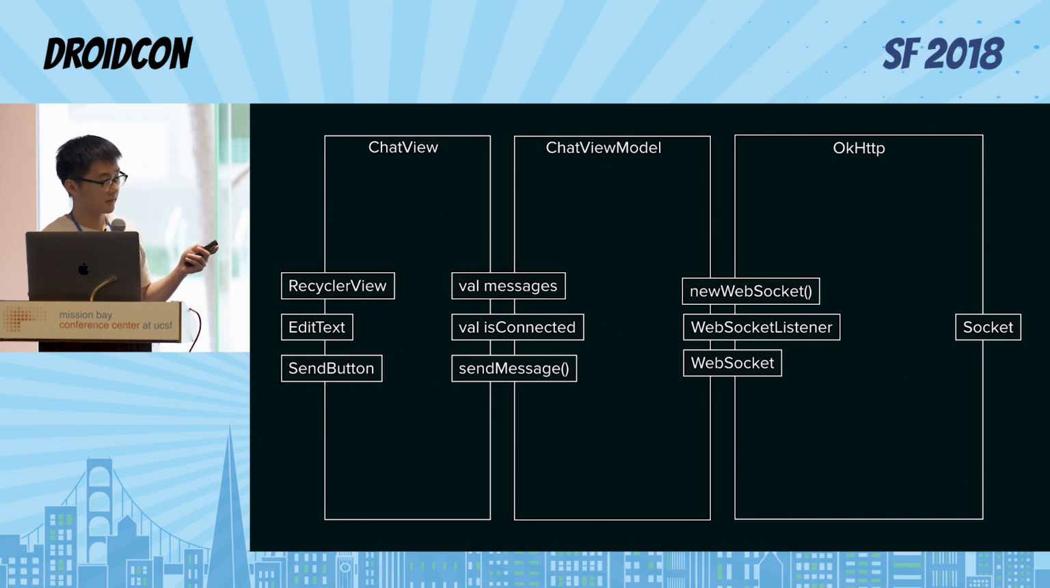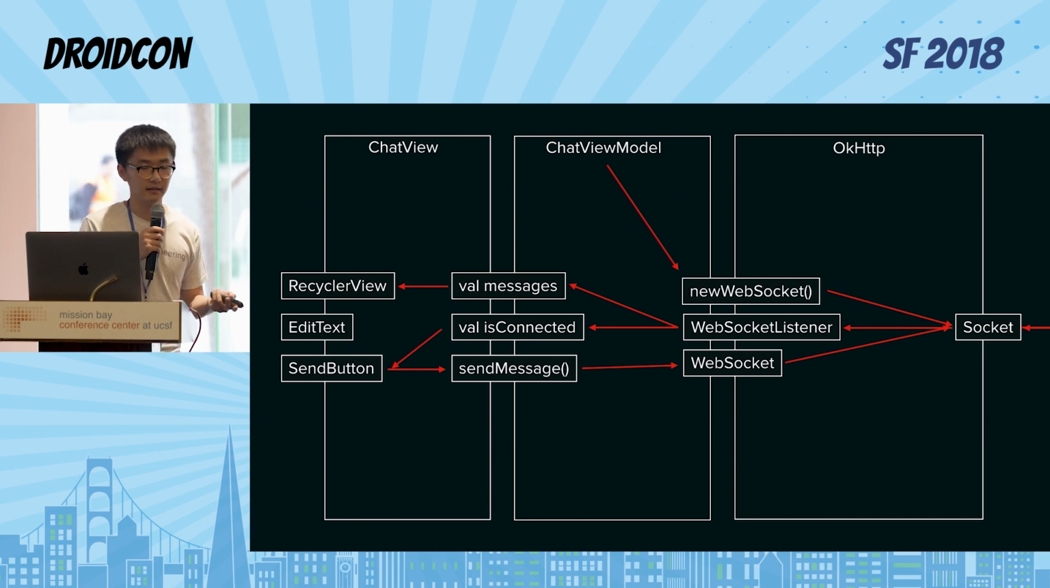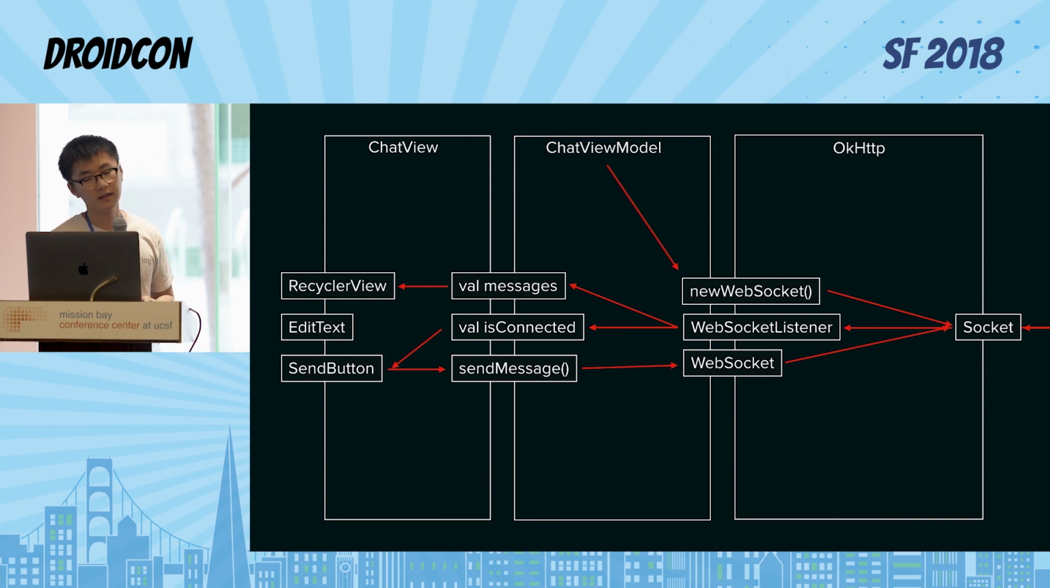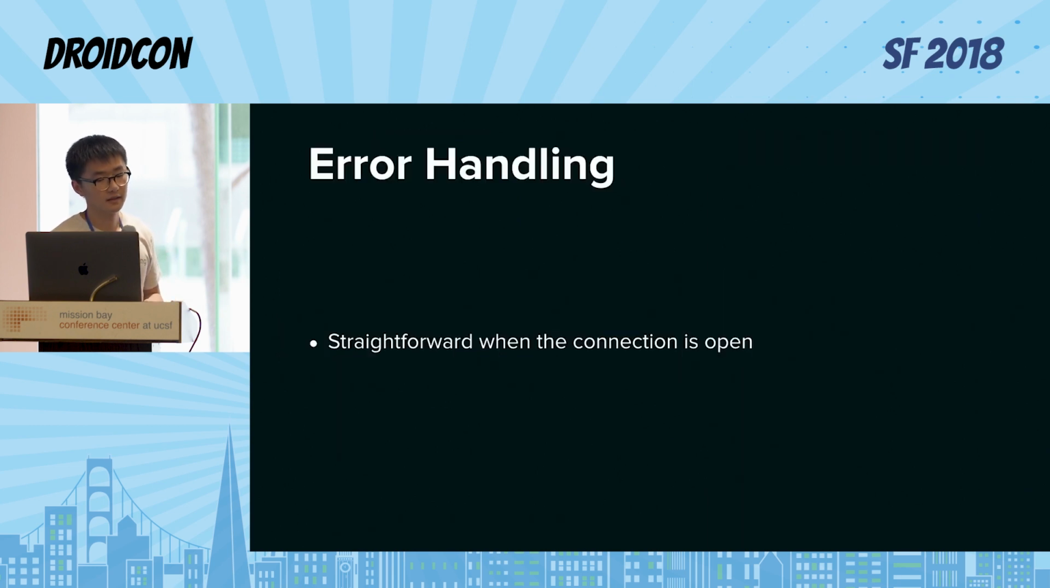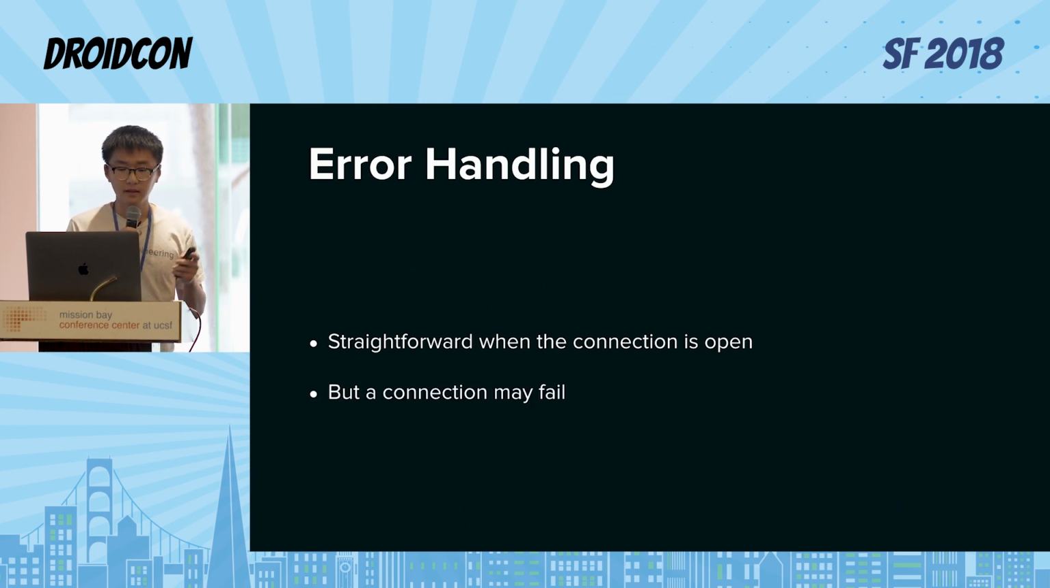These are all the interactions between components. It's easy to understand, right? But it's not correct. It's a naive implementation because it did not take into account connection failures. As programmers, we tend to focus on the happy path and overlook the edge cases. WebSocket is straightforward when the connection is open. However, things can get complicated when you need to recover from connection failures.